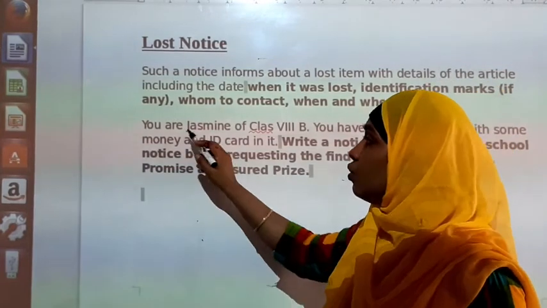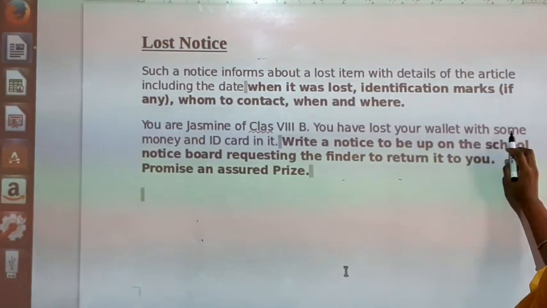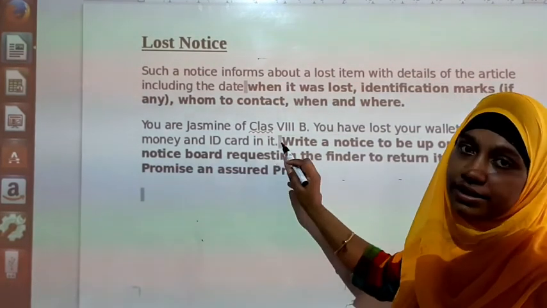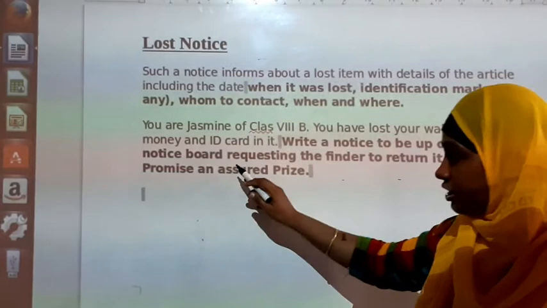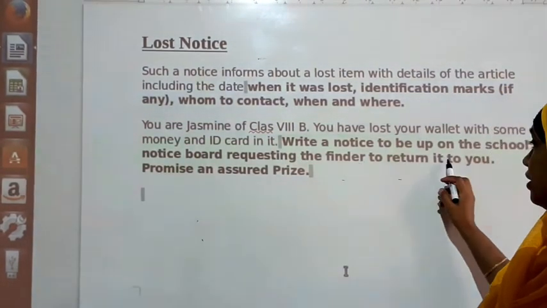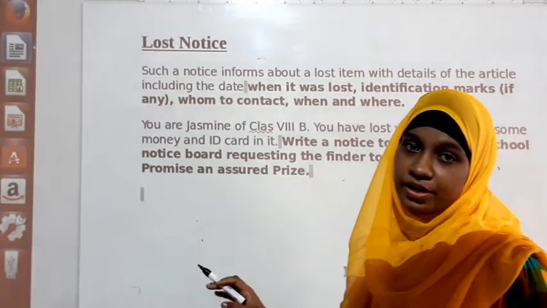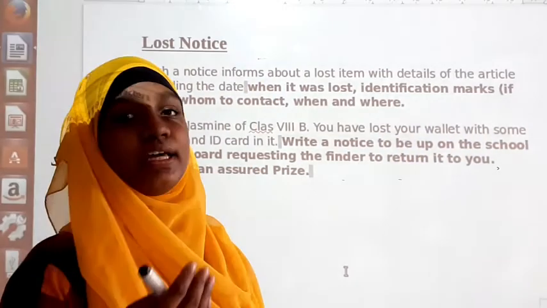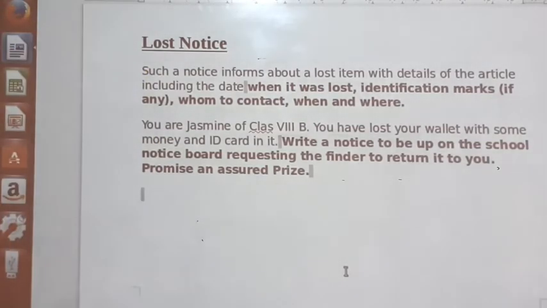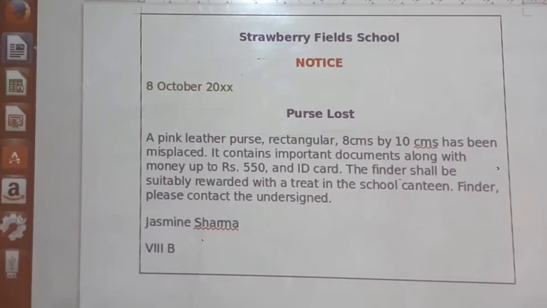See here, you are Jasmine of class 8B. You have lost your wallet with some money and an ID card in it. So write a notice to be put up on the school notice board requesting the finder to return it to you. Promise an assured prize. If you give some prize, the others may give it back. So like that, a hint is given here. Now see how the notice is given.